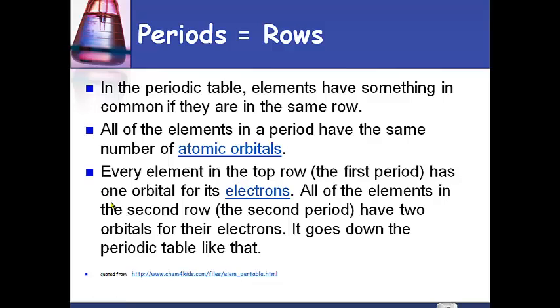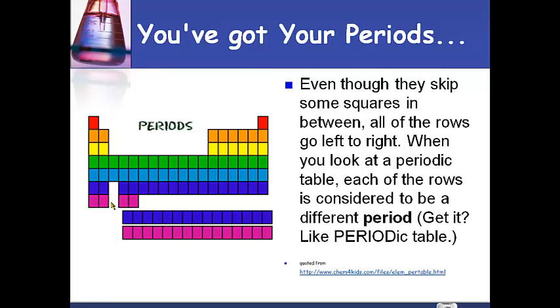Each period basically tells you how many atomic orbitals or how many shells the elements in that row will have. So for instance, let me go back here. This first row is period number 1. It has one orbital or one shell. The second row is period 2. It has 2 orbitals or 2 shells.